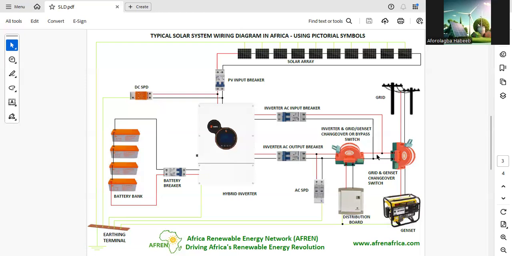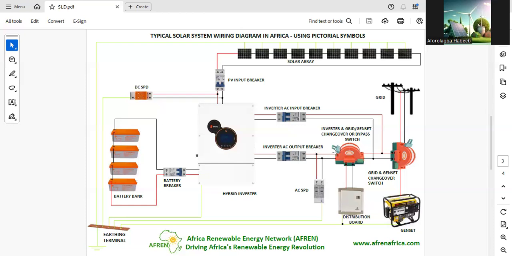Then we have another changeover here. This one can be a changeover or a bypass switch. Some people use a bypass switch. For this, the function is that you have two connections. This one will be the output of the grid and genset. Then this is the inverter AC output. The output from the inverter is this here. So it's now coming here.